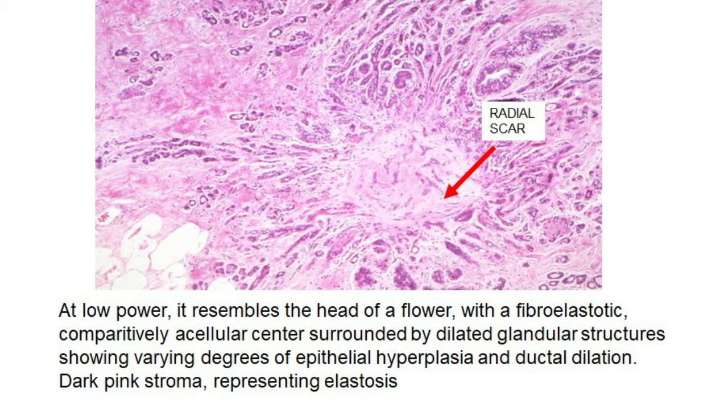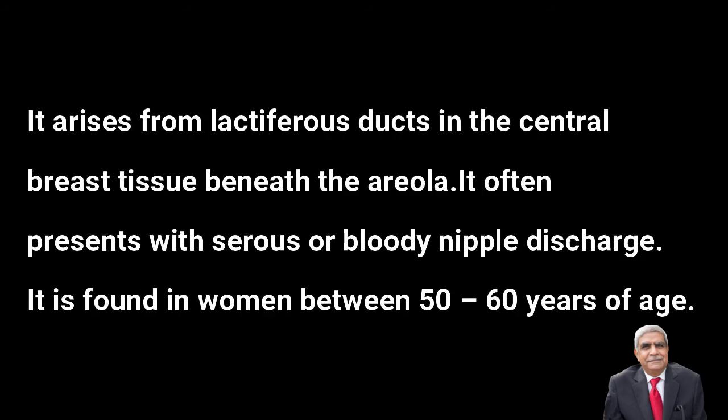At low power, it resembles the head of a flower with a fibroblastic, comparatively acellular center surrounded by dilated glandular structures showing variable degrees of epithelial hyperplasia and ductal dilatation, with dark pink stroma representing elastosis. Intraductal papilloma, solitary papilloma: it arises from lactiferous ducts in the central breast tissue beneath the areola. It often presents with serous or bloody nipple discharge.